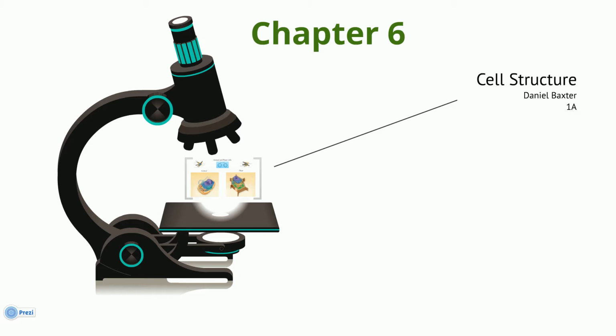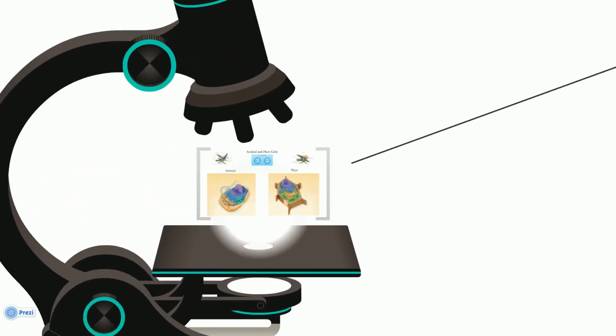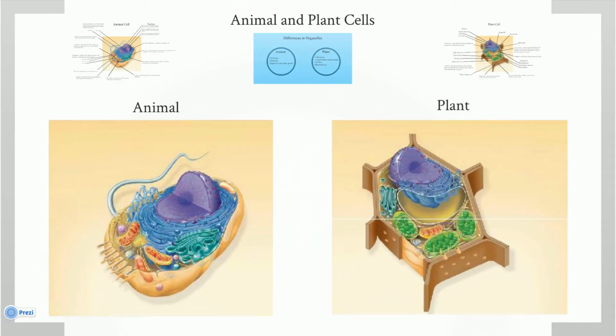Alright, today we'll be looking at Chapter 6 in AP Biology, which is talking about the cell structure with Daniel Baxter. Today we'll be looking at the animal cell and the plant cell. Animal cells to the left, plant cells to the right.